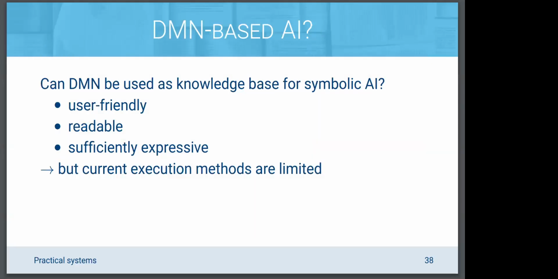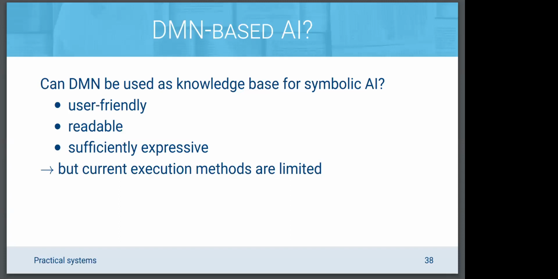So the main reason why we're actually doing this in our research group is that we are trying to find out how feasible DMN is to be used as a knowledge base for symbolic AI, right? Because it has a lot of advantages. DMN is user-friendly, DMN is readable, and it is sufficiently expressive to model a lot of different cases. For example, the BMI case, right?